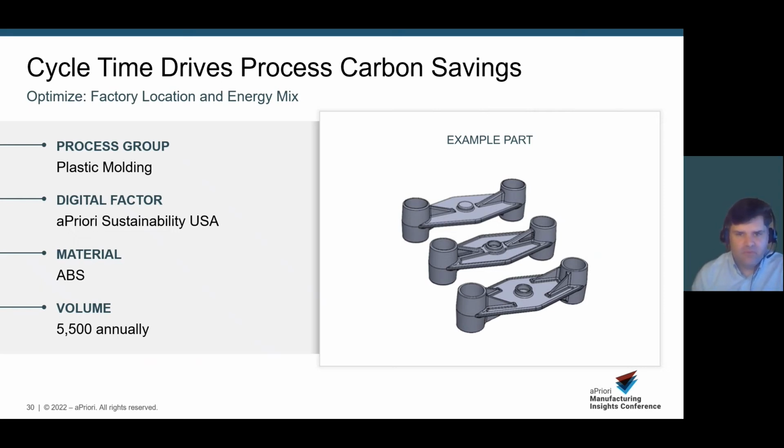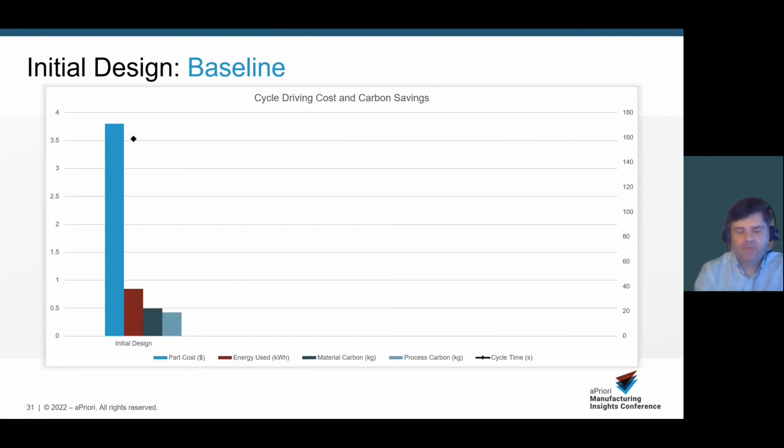So we have one example part, with three options or three iterations. We're going to start making this part in the United States using ABS. So to create that baseline, we go through and create the baseline. We can see our part cost is just under $4. We have cycle time, and then our energy used, material, process. Again, it gives us a really good baseline of what is going into that part.